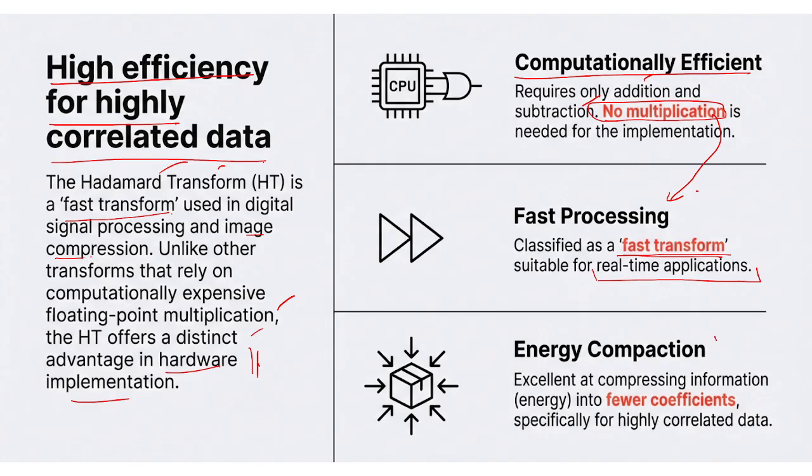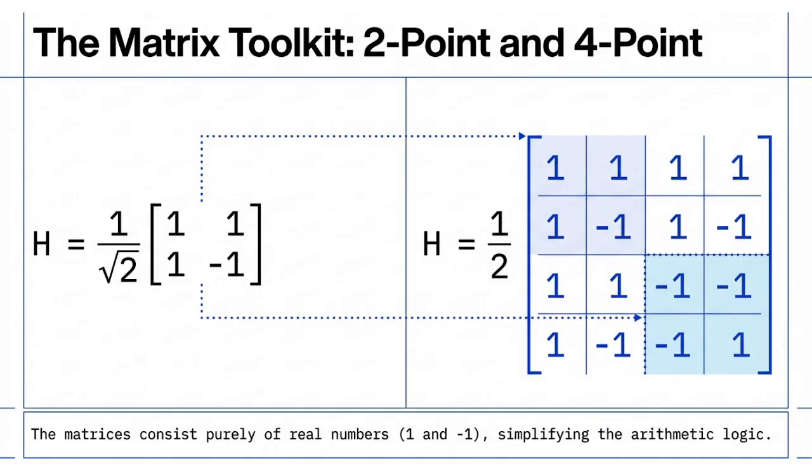Apart from that, the Hadamard transform is an excellent tool for energy compression. It is excellent at compressing information into fewer coefficients, especially when there is high correlation in the data. Now, how to create these matrices, that is the primary thing. Because when we talk about these mathematical transforms, we are mainly interested in the transformation matrices that can help us in computing these transforms.